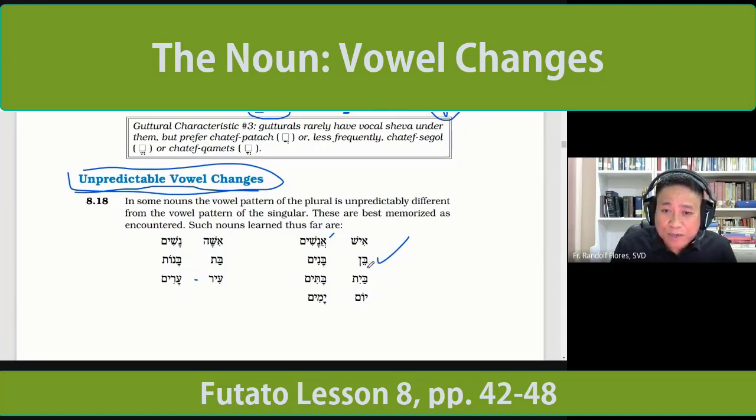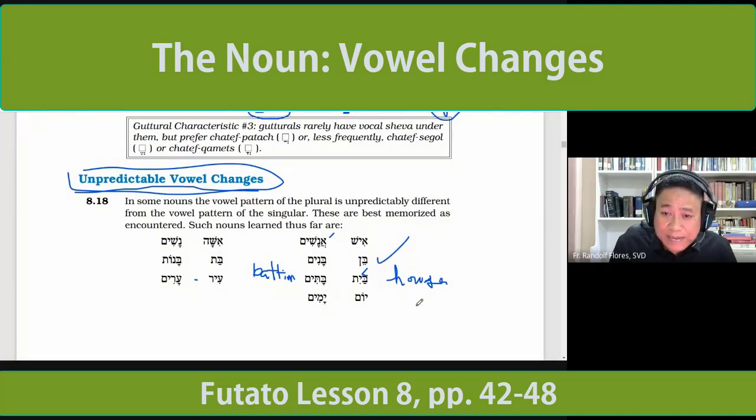Bayit. Now notice how I pronounce it. Bayit, not bayot, but bayith. Bayith is house. Houses, batim. Notice the double T there. Batim. Dagesh forte. Okay? Houses. So, bayit is house, batim is houses.